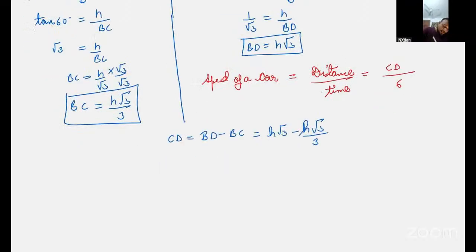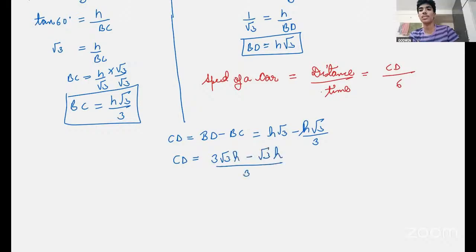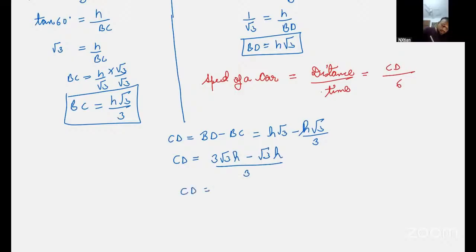So CD is going to be 3 root 3h minus. Yes, sir, is the answer 3 seconds? We'll check it out. It is 2 root 3h upon 3. This is the CD distance.